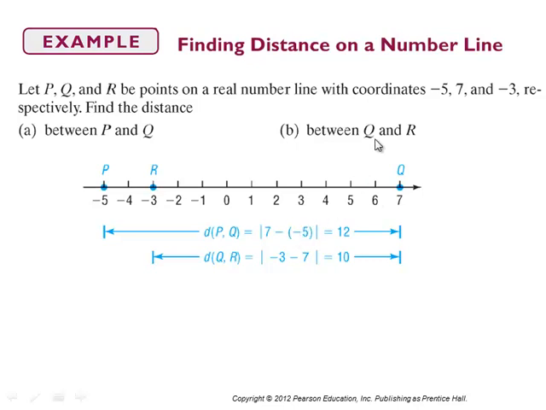If you had to answer the question, what's the distance between Q and R? Well, Q has coordinate 7, R is at -3. So you have -3 minus 7 is -10. Absolute value of -10 is 10. So you could say that the numbers 7 and -3 are 10 units apart. This distance should never be negative. It's either going to be positive or 0 if the numbers are the same.